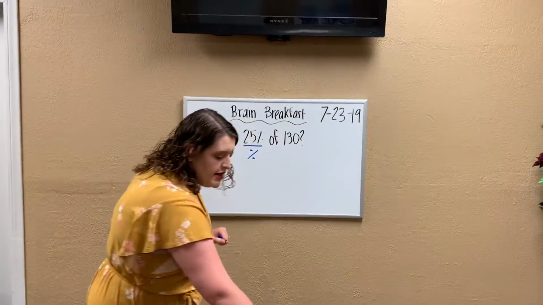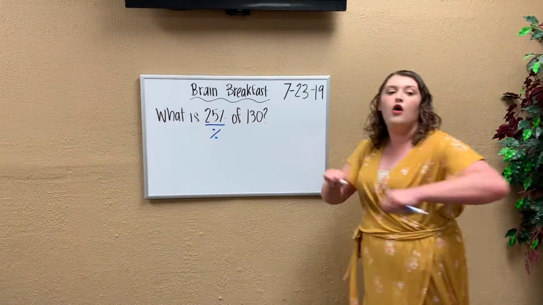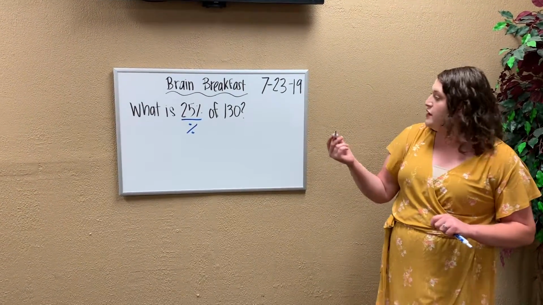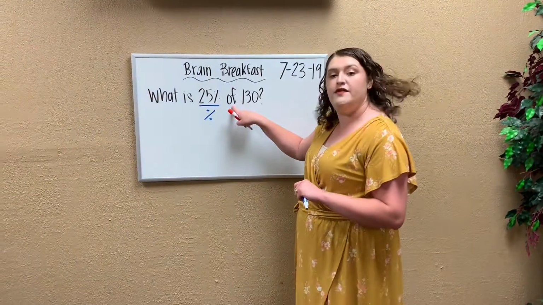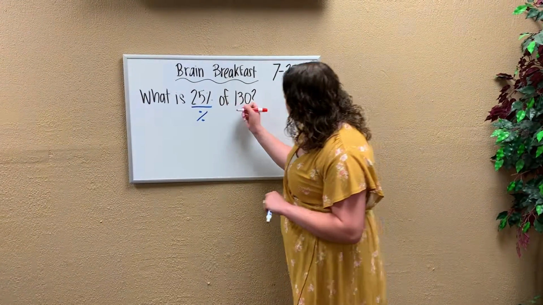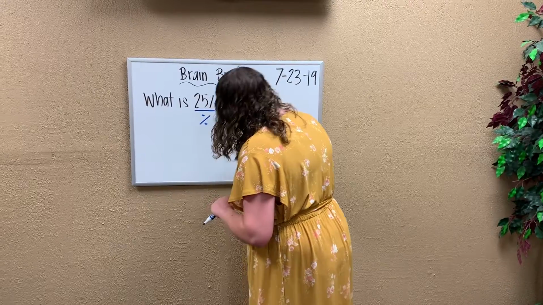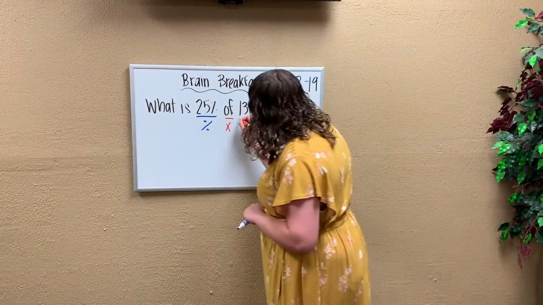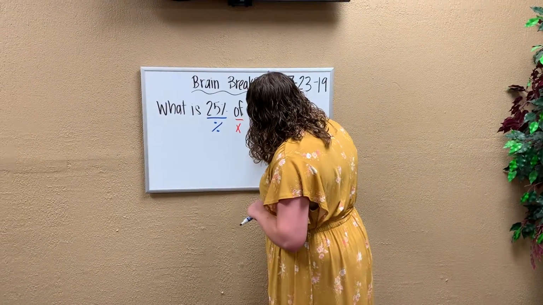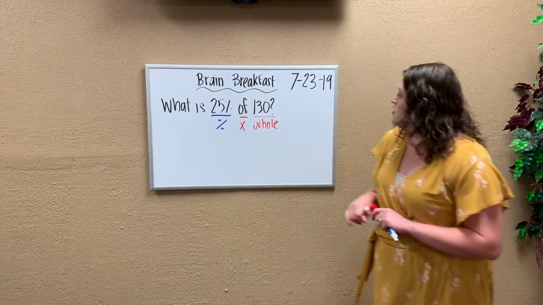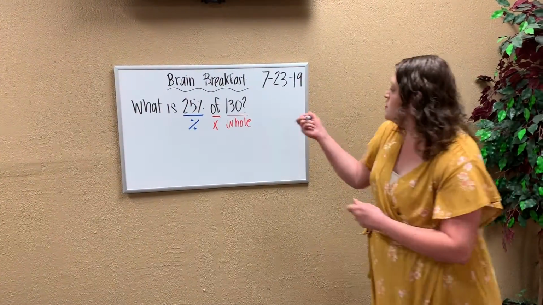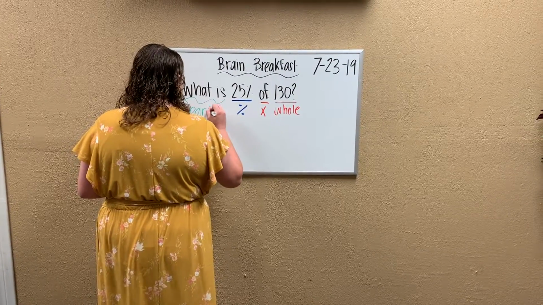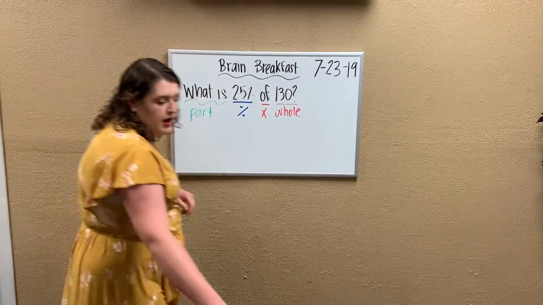Our second one we want to identify is our whole. To find our whole, it is usually attached to the word "of." So right here, I have my finger right under "of." "Of" in math means to multiply. So this number that is attached to "of" is 130. This is our whole. So all that is left, that's missing, the "what is," this is going to be our part. This is our unknown.